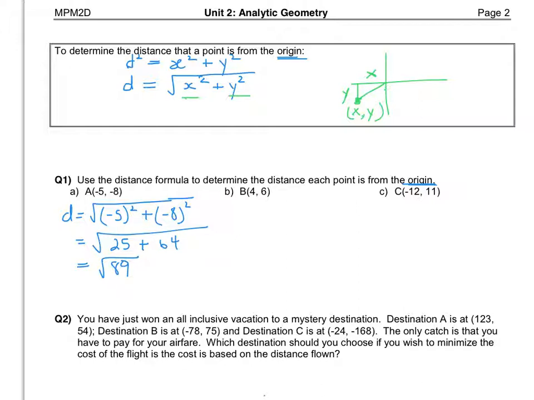So that is my exact answer. It's the square root of 89. If I want my approximate answer, that's approximately equal to 9.4 units. Okay, so you can try the next ones, see how you get along with those. And then there's a word problem there to work through. I'll put that on the next video.